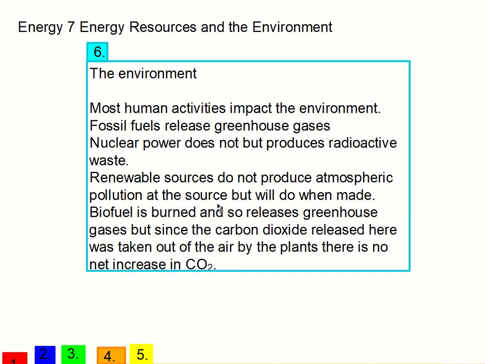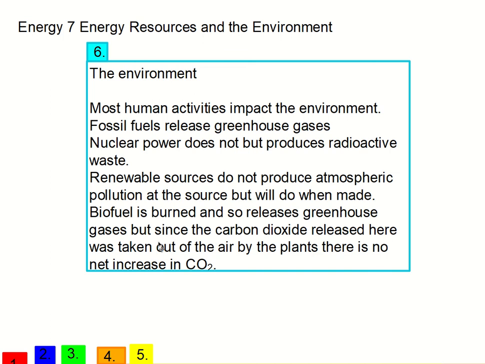Your renewable energy resources do not produce atmospheric pollution at the source, but they probably do when they're being made. Making solar cells, solar panels, wind turbines, all of those require machines and resources, and that produces pollution. Once they're made, they don't contribute to global warming and so on, but actually making them does.